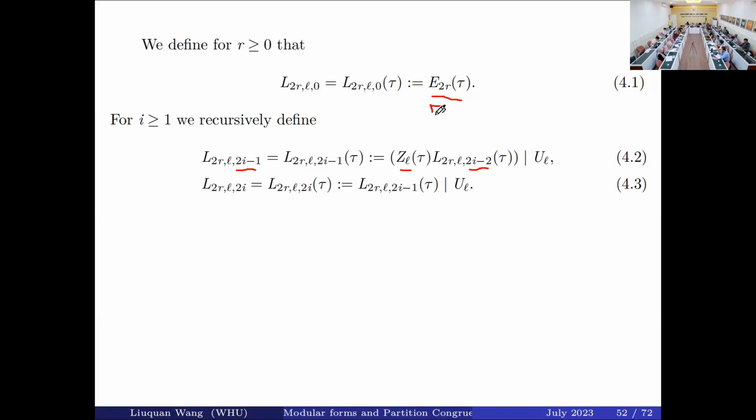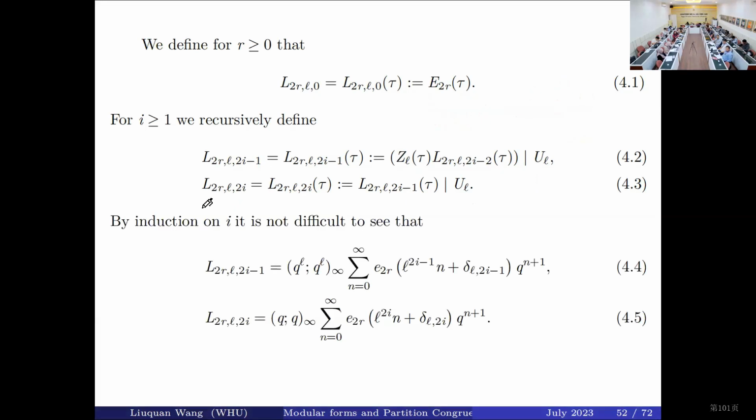Z_L, you may have already forgotten what Z_L is. Z_L is L times eta of L squared tau divided by eta of tau. So multiplying by Z_L, then acting with the U operator U_L, we define the function L_{2i-1}. And when you have defined L_{2i-1}, applying the U operator once more, you get the function L_{2i}. So this was defined recursively.